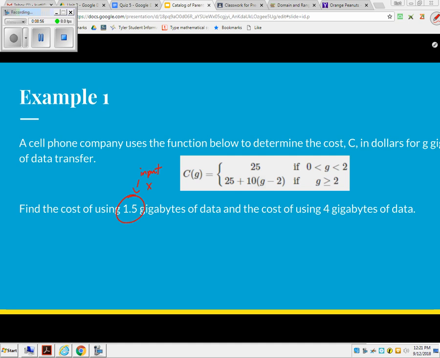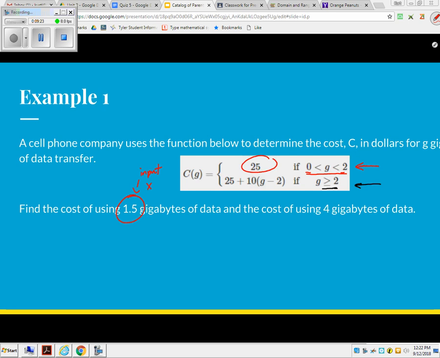So if I'm looking over here at the x's, it wants me to use this top line, my top piece, if you will, if my input is between 0 and 2. And it wants me to use this bottom line down here if my input is greater than 2. So look at the 1.5. The 1.5 fits nicely between the 0 and the 2. So I'm going to use this top piece right here.